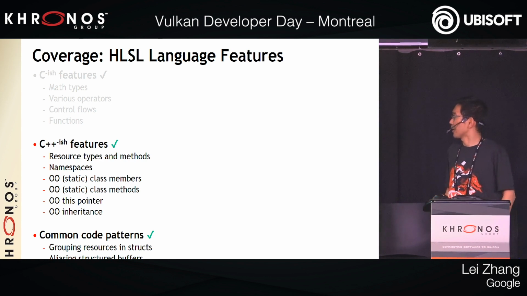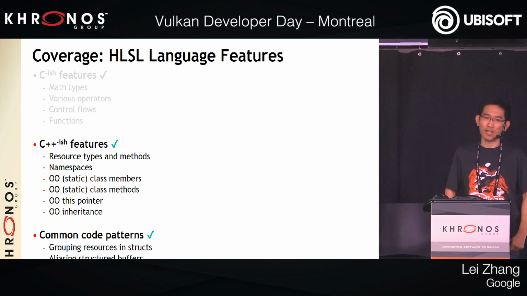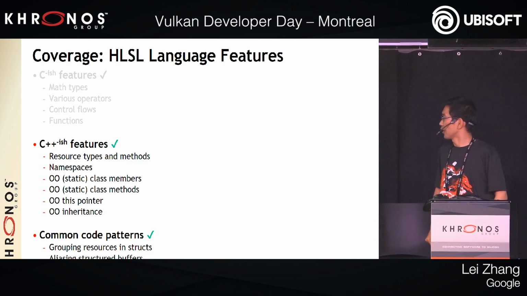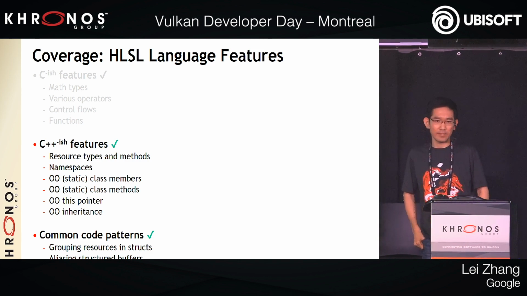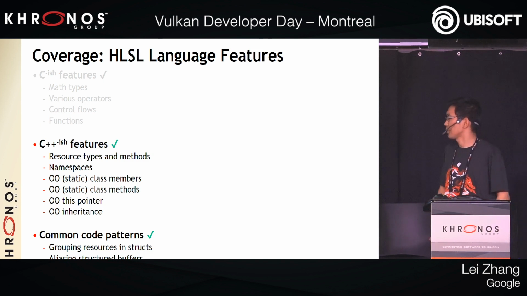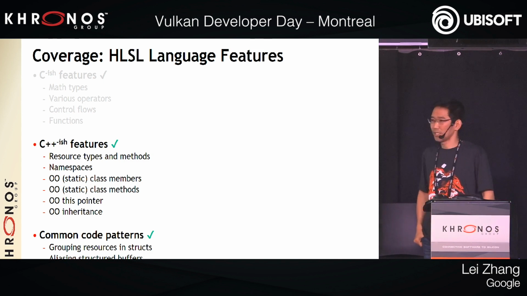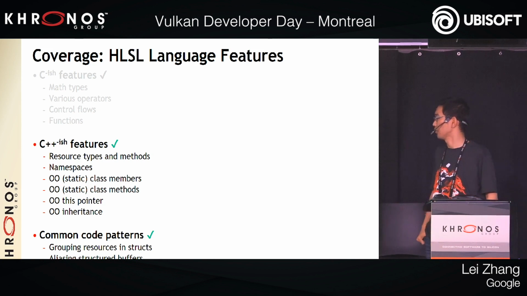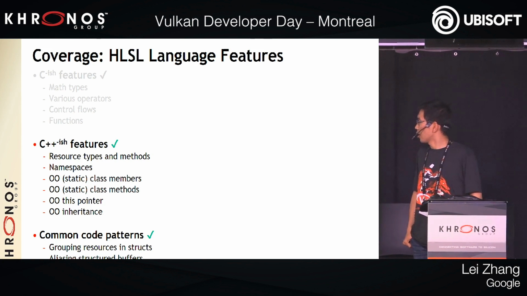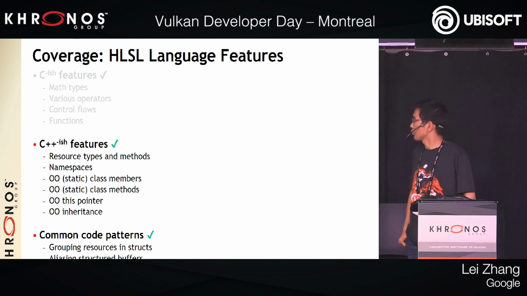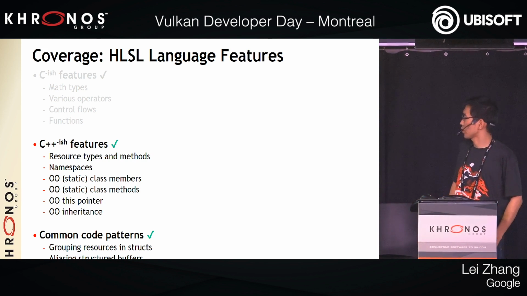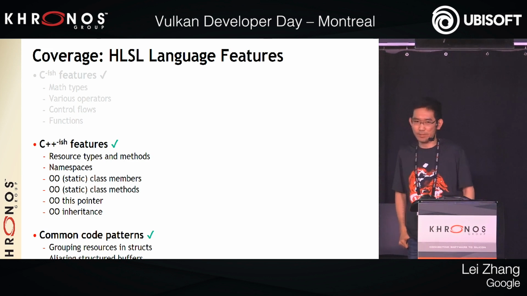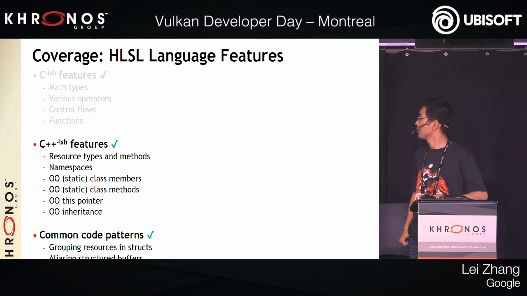We have also better object-oriented feature coverage right now. We covered class members, class methods, static versus non-static, this pointer, etc. And inheritance is now also supported, including casting from base type to derived type, from derived type to base type, or whatever. And common code patterns developers would like to use, like grouping resources in structs and aliasing structured buffers, which legalization is trying to solve, are of course well supported.